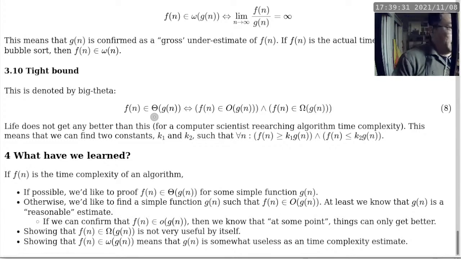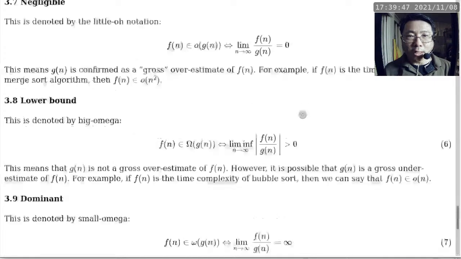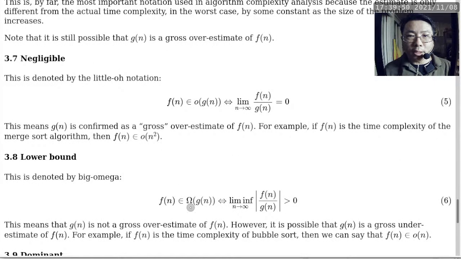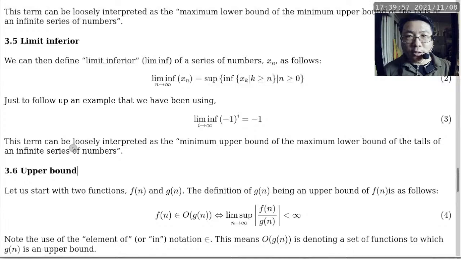All right. Do we have any questions about these concepts? At the very end of the entire module, big theta is what we want. But in order to define big theta, we need to define big O and big omega. When you look at big omega, we need to understand what is limit inferior. And when you look at upper bound, we need to understand what is limit superior.